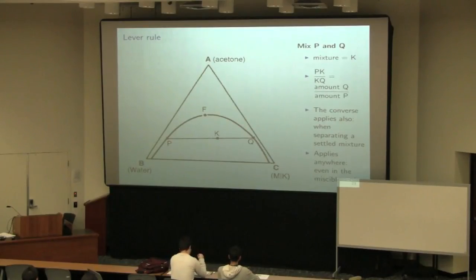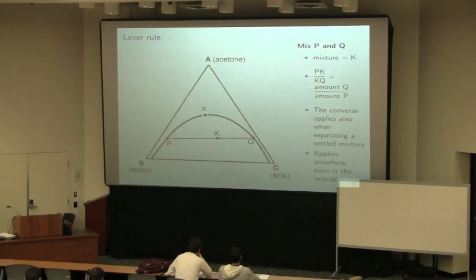That's the first key point. And we'll always work with mass flows or mass amounts. So when I refer here to the amounts of P and Q and K, those are kilograms. And the rule that we learned, that you've seen in second year and in chemistry courses, it's easy to derive, it's called the lever rule, and it tells us that if we take two points, let's take for example P and Q, and I take a certain amount of P and Q and I combine them, mix them, I will find a new point K that is on a straight line connecting P and Q.